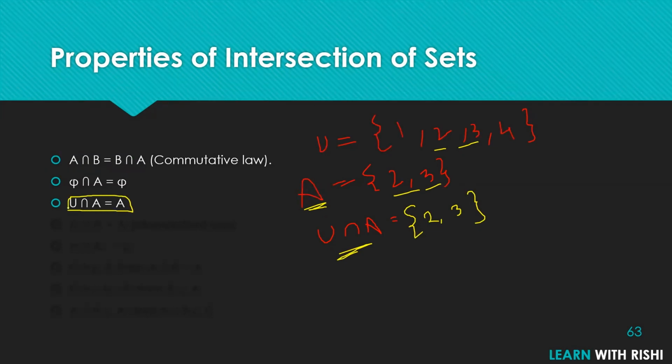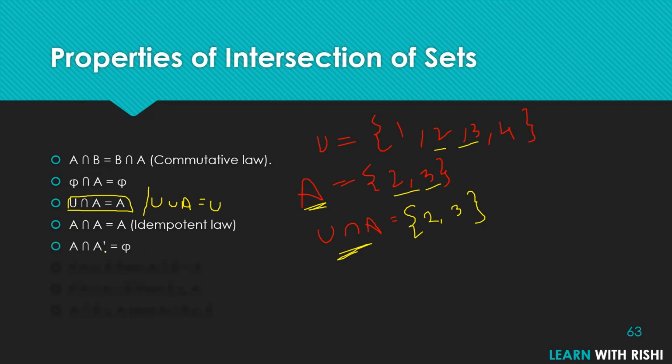If you remember in properties of union of sets, we discussed universal set union set A. It will give you universal set. And in intersection, you will get the set A. Okay. Next, A intersection A is A. Similarly, A union A is A. Same thing, A intersection A is A.